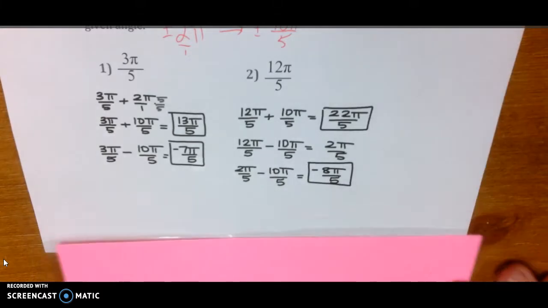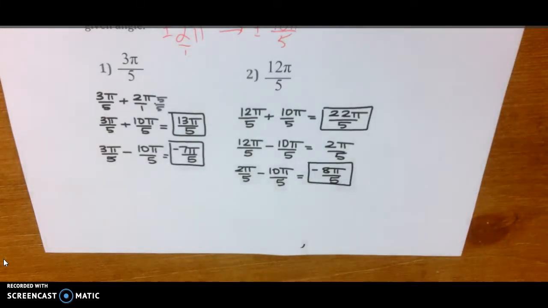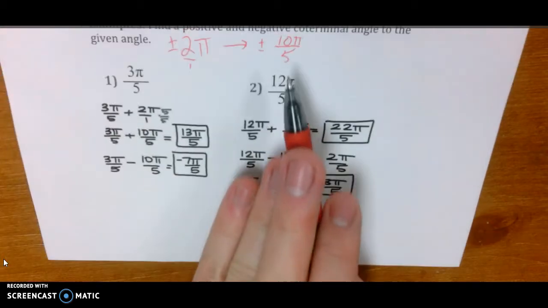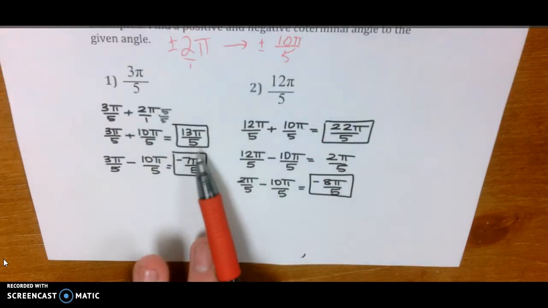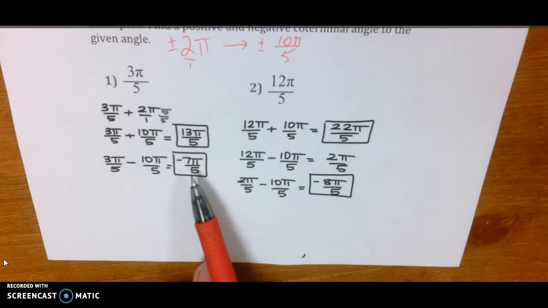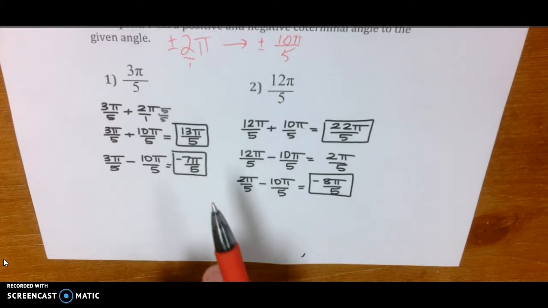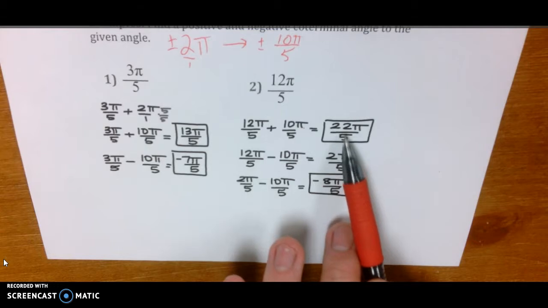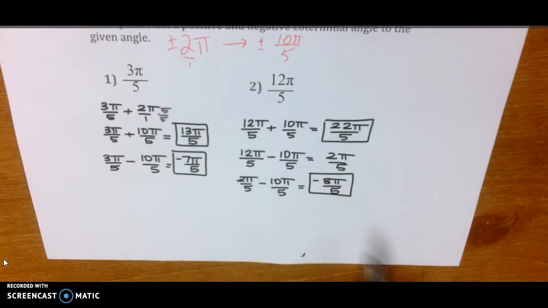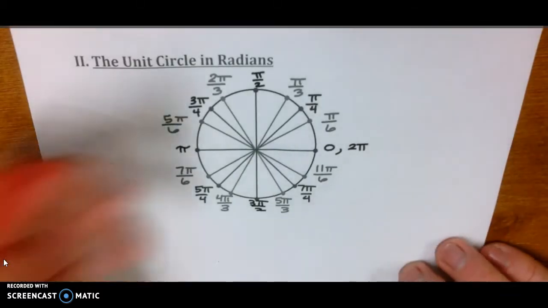So our final answers here, after we add or subtract 2 pi, or in this case 10 pi over 5, because we needed the common denominators, we would get 13 pi over 5 and negative 7 pi over 5 as our positive and our negative coterminal. Over here we'd have a 22 pi over 5 and a negative 8 pi over 5 as our positive and our negative coterminal angles. Now, as we get more and more used to our radian measures, we can start applying that to a unit circle.